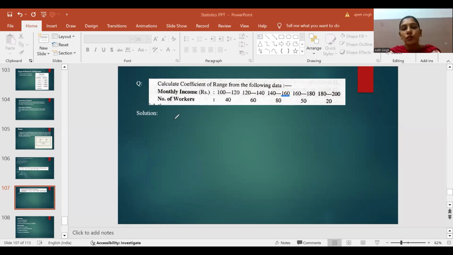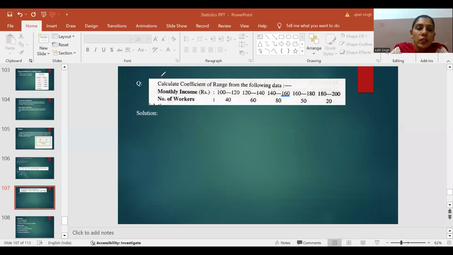So for this given data, we will calculate the coefficient of range. Before calculating the coefficient of range, we could also calculate the range. As the question directly asks to calculate the coefficient of range, it's your choice whether to calculate the range first, or calculate the coefficient of range directly, because you need not calculate the range first. So you can directly calculate the coefficient of range in this question.